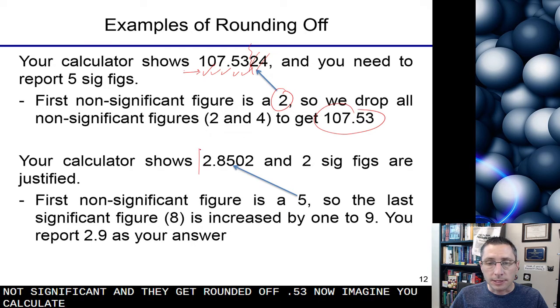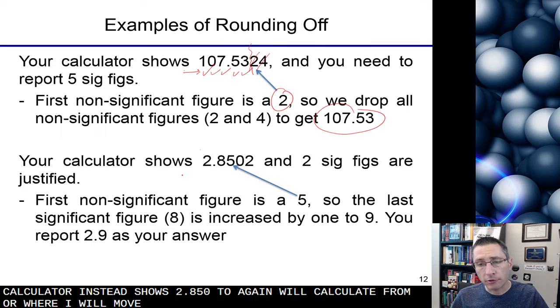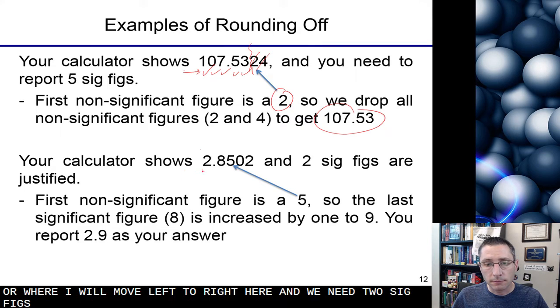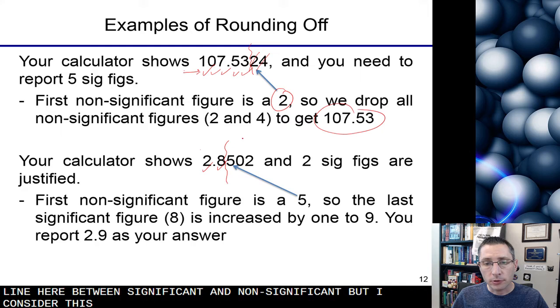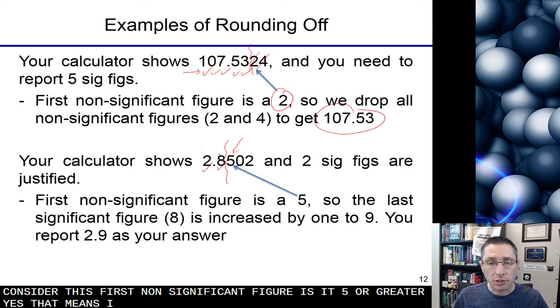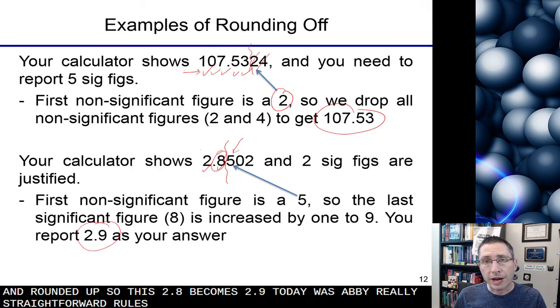Now imagine your calculator instead shows 2.8502. Again, we move left to right here, and we need 2 sig figs. That's significant, so this is the dividing line between significant and non-significant. But I consider this first non-significant figure. Is it 5 or greater? Yes. That means I jump back to the previous significant figure and round it up. So this 2.8 becomes 2.9. So those are the really straightforward rules for rounding and where to drop these non-significant figures.